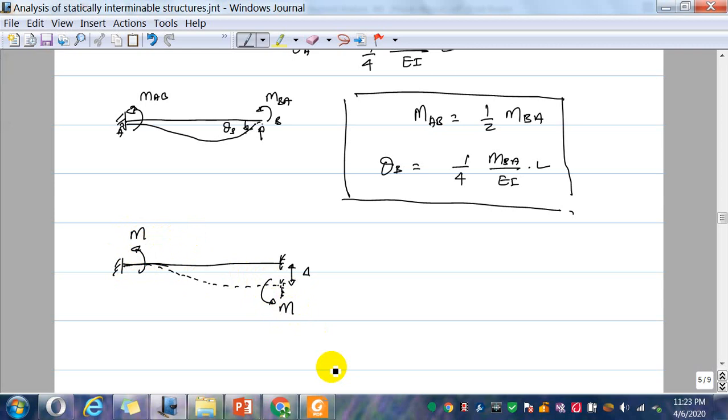So now if I draw the conjugate beam for this, then the conjugate beam, if it is a fixed end, it's a free end here, it's a free end here, and you have an M. This is a hogging moment, so negative, this is a sagging moment, so positive.